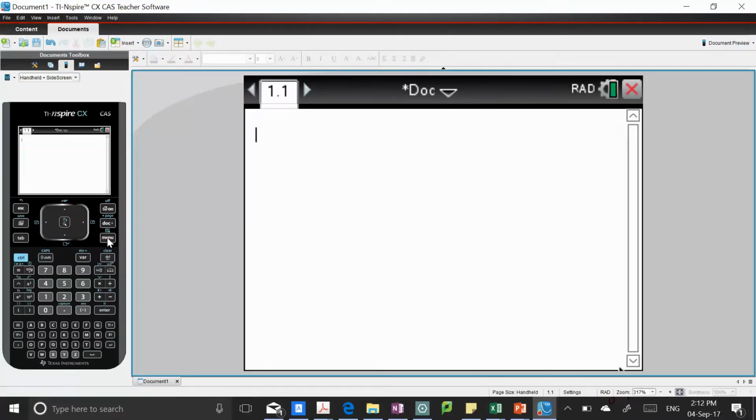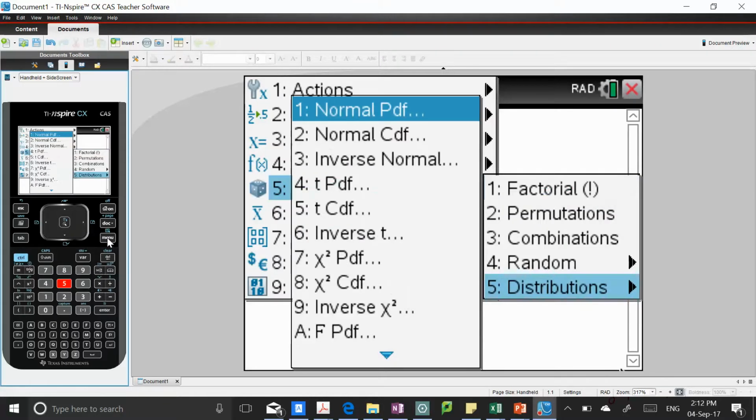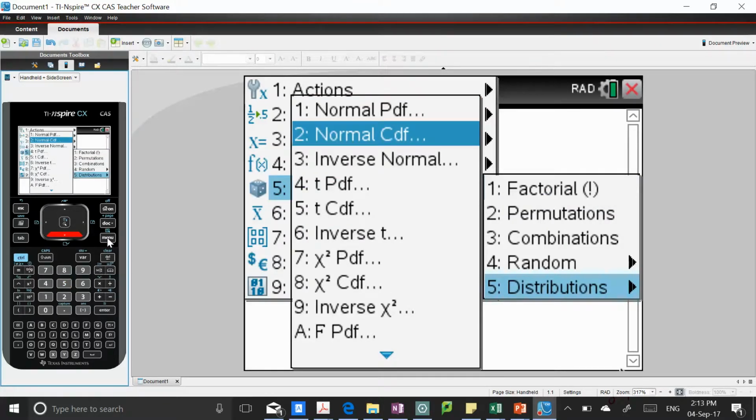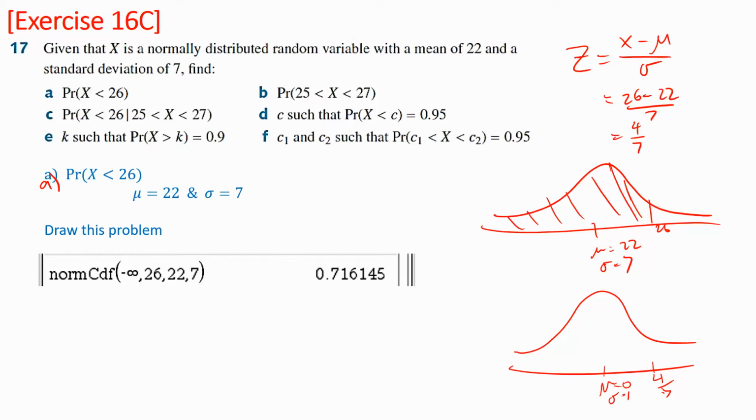Alright, here we go. Menu 1. You want to do normal CDF, you can literally type norm CDF, and that's fine. Alternatively, menu 5, probability, distribution, 5 again. You're doing normal CDF, lower bound negative infinity. If I have a standard normal, what I figured out before was Z was 4 out of 7. So I want my lower bound negative infinity all the way up until 4 out of 7, and I want to know what that area equals. This area should equal exactly the same area as that, provided I converted it correctly.